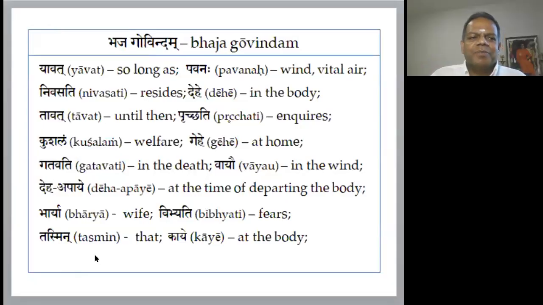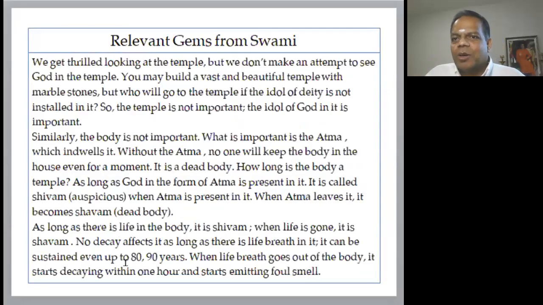So we will look at the discourse of Swami, where Swami seems to more or less echo the same concept. Let us go through it. We get thrilled looking at the temple, but we don't make an attempt to see God in the temple.